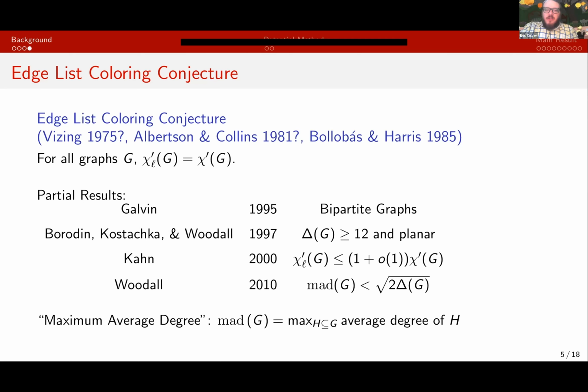This maximum average degree is kind of an overall measure of the density or sparseness of a graph, because you're looking at all the subgraphs and looking at their average degree and finding the maximum over all of those. And so if you had a graph that was mostly sparse but had some really dense subgraphs, this would be high. And so by giving an upper bound on the maximum average degree, Woodall kind of ensured that there was a sparseness all over the place, including in the subgraphs.